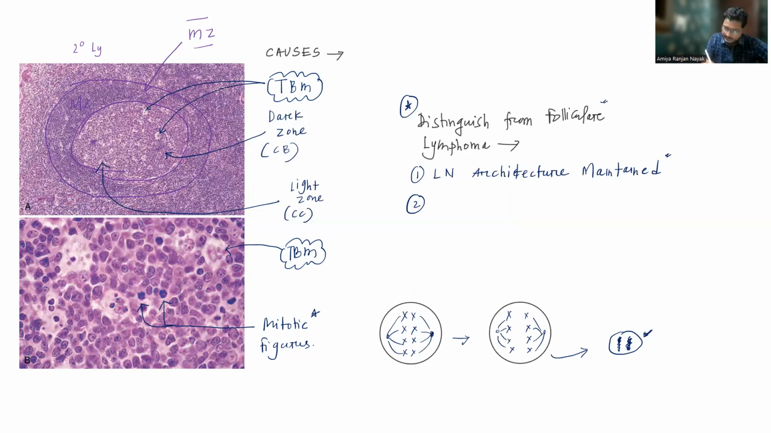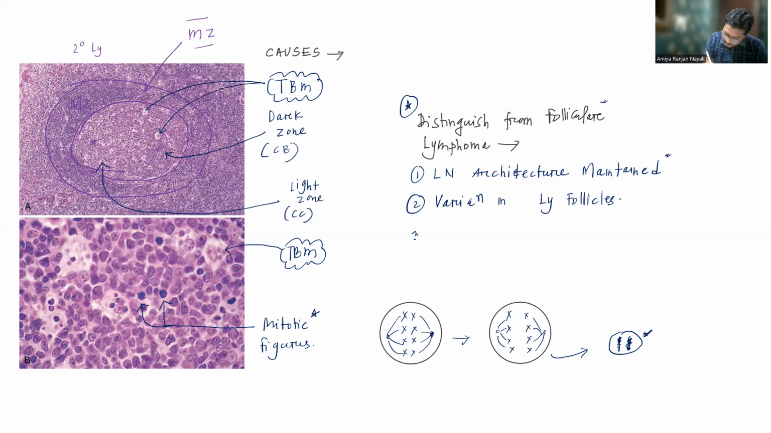The second point is variation in lymphoid follicles. I mean variation in size and shape of lymphoid follicles. So lymphoid follicles will be of different sizes. But in follicular lymphoma, you will have similar size lymphoid follicles. So in follicular hyperplasia, there will be variation in the lymphoid follicular size. In follicular lymphoma, there will be similar kind of lymphoid follicles.